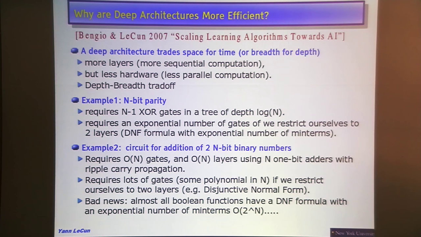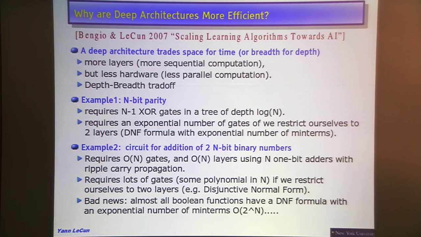Here's another example, addition of two binary numbers, two n-bit binary numbers. There's an obvious solution to this that's sequential, that consists in adding bits one by one and propagating the carry, and the circuit here has a depth equal to the number of bits. Okay, but the complexity, again, is linear in the number of bits, because you just need single-bit adders with carry propagation.